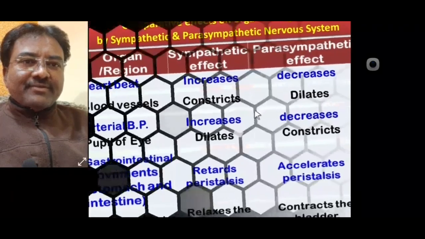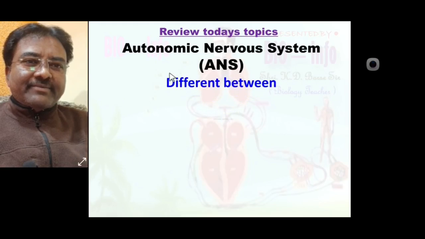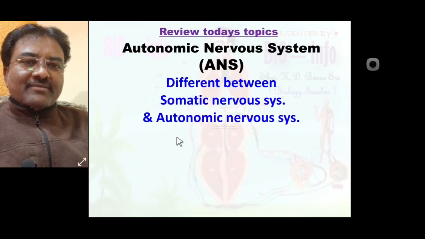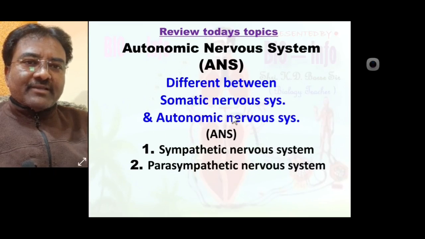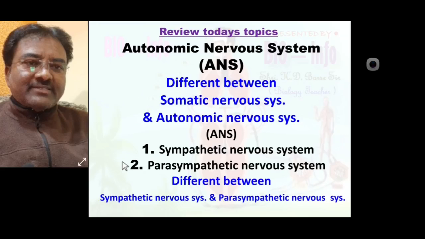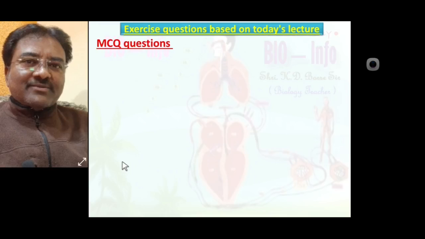Now review today's topic. We learn in today's lecture autonomic nervous system, ANS, difference between somatic nervous system and autonomic nervous system. While autonomic nervous system consists of two systems, sympathetic nervous system and parasympathetic nervous system, we learn difference between sympathetic nervous system and parasympathetic nervous system. On the basis of today's lecture, some exercise questions are noted here.